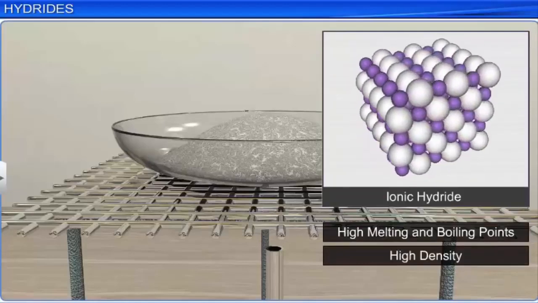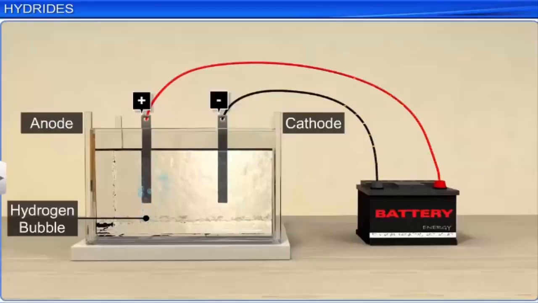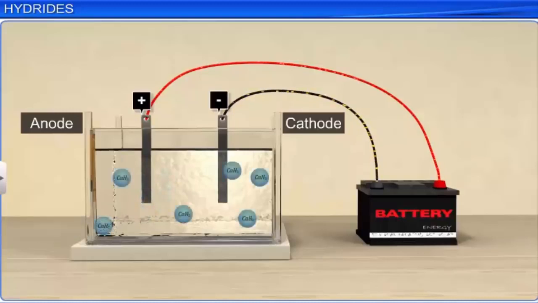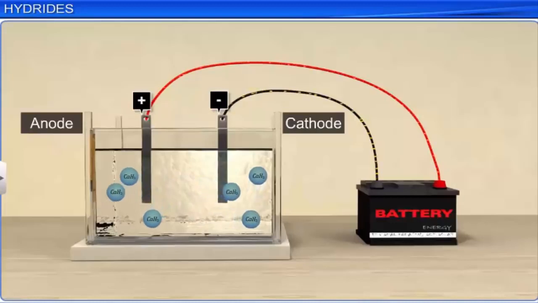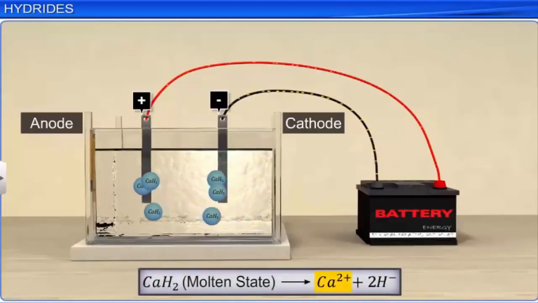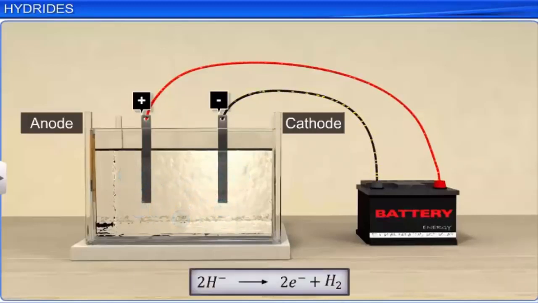In the molten state, they conduct electricity and, on electrolysis, liberate hydrogen gas at the anode, confirming the presence of negative ions of hydrogen in them. Let's study this using calcium hydride as an example. On passing current through molten calcium hydride, the compound dissociates into calcium 2+ ion and hydride ions. At the anode, the hydride ions combine to liberate dihydrogen gas and 2 electrons.